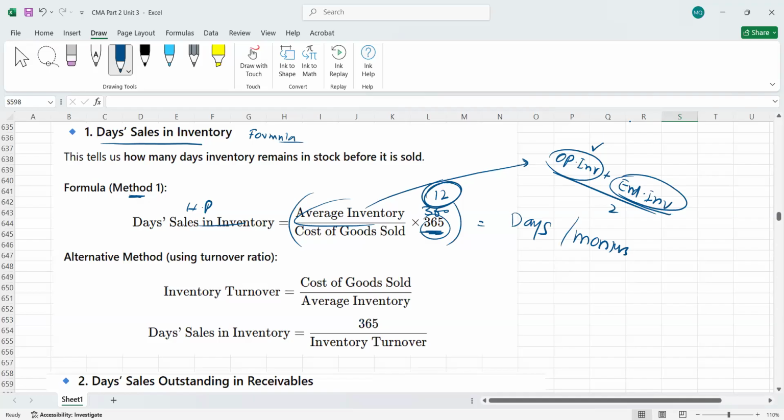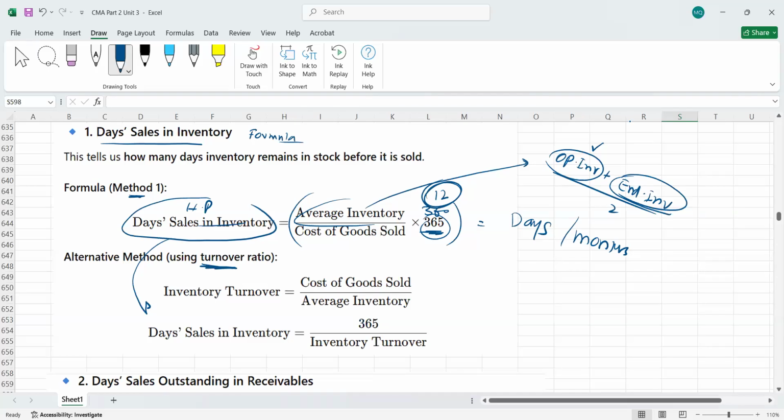There was another formula I told you last time. The holding period can also be calculated using an alternative formula. Before moving to the alternative formula, we first need to understand the inventory turnover ratio, which I already explained in the last class. Turnover means how many times we sold the inventory in a given period. That's called turnover. How many times? Maybe 30 times, 40 times, 50 times.